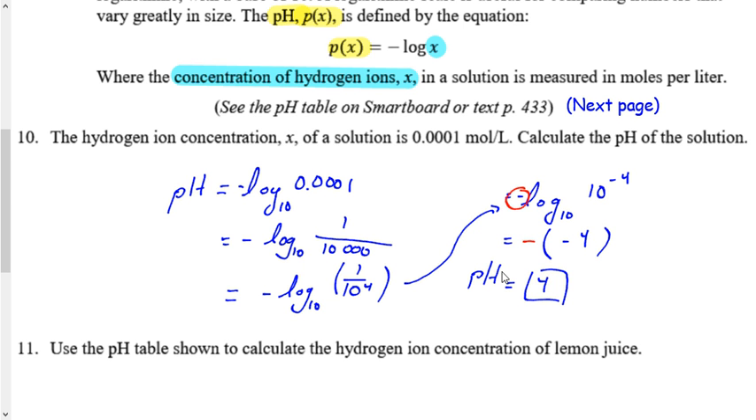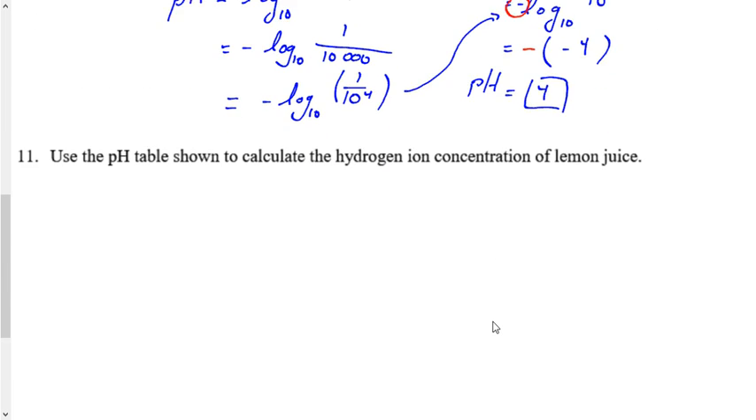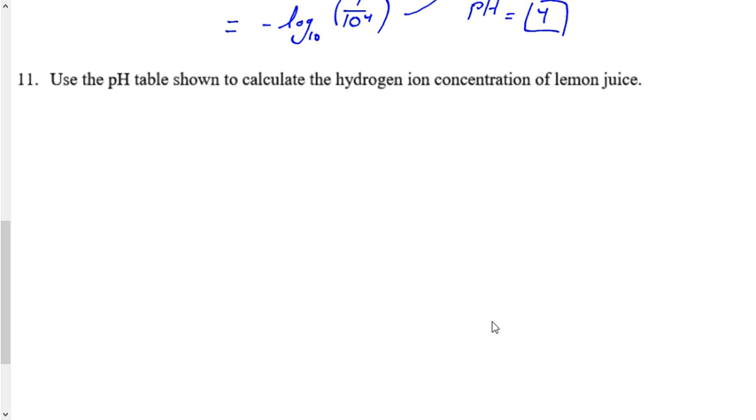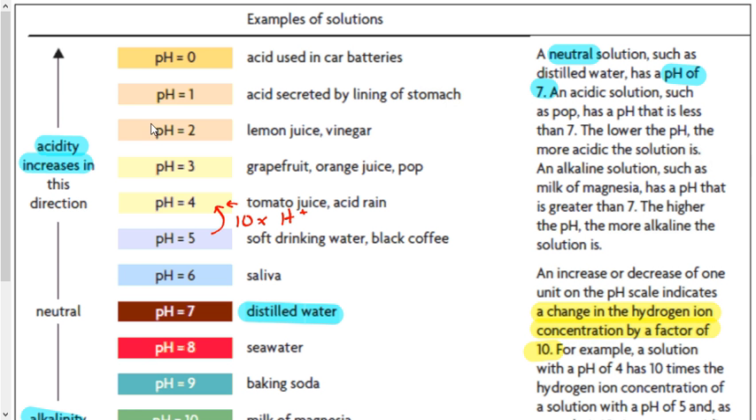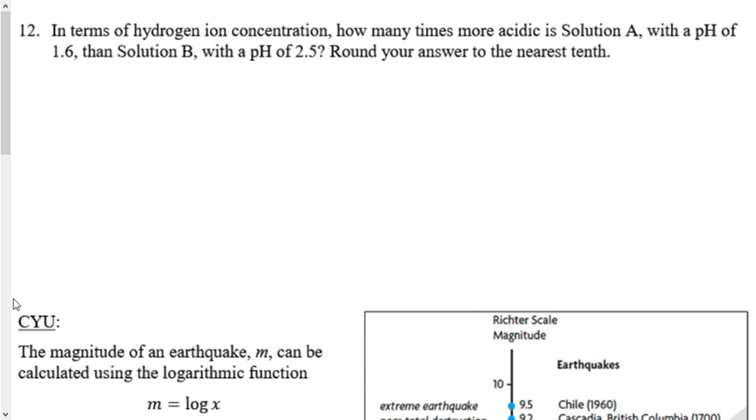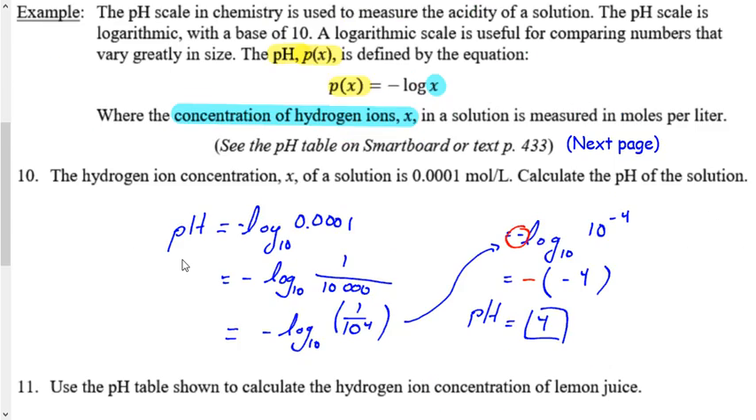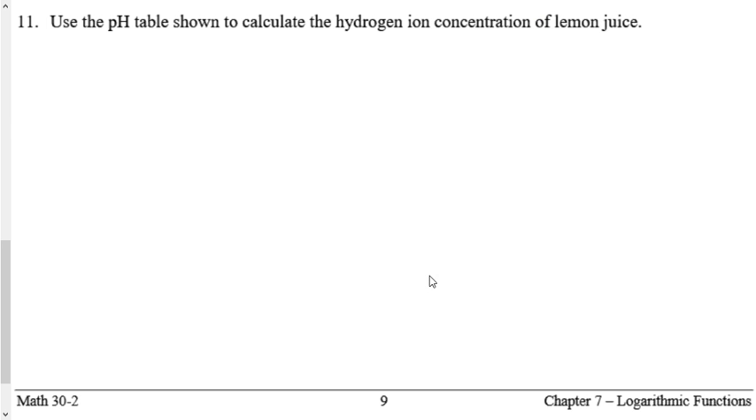Question number 11. We're going to use the pH table to calculate the hydrogen ion concentration of lemon juice. So we'll look over here to the next page and we'll scan here, and there we find lemon juice. It has a pH of 2. So let's come back here. And I know that I have pH is equal to 2.